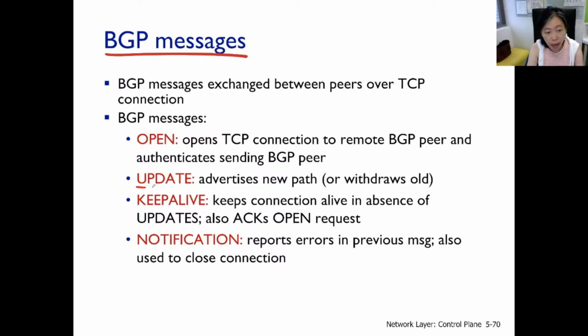Now, the update message. This is the message used to send the path advertisements, the path vectors. This message also allows the routers to withdraw outdated path vectors. The keep alive message we saw earlier is to ACK the open message to establish a TCP connection. The keep alive message is also sent periodically to refresh the TCP connection, just in case there are no update messages being generated. So update messages are the path advertisements.